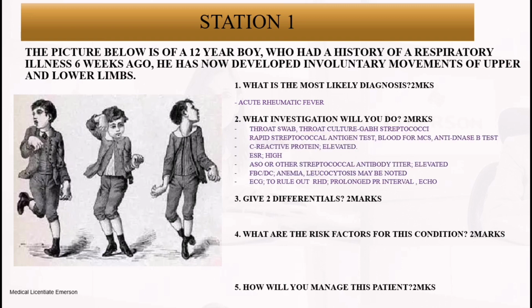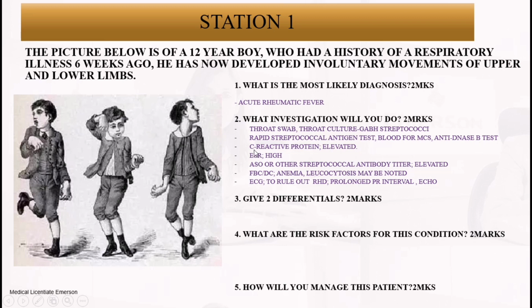So what investigations? I think I put a bunch, so you can just choose any. So investigation, we have throat swab. When you do a throat swab, make sure you don't forget your throat culture for group A beta hemolytic streptococcus, of course with sensitivity. Then you can also do a rapid streptococcal antigen test. Can do blood for MCS, can do anti-DNase B test.